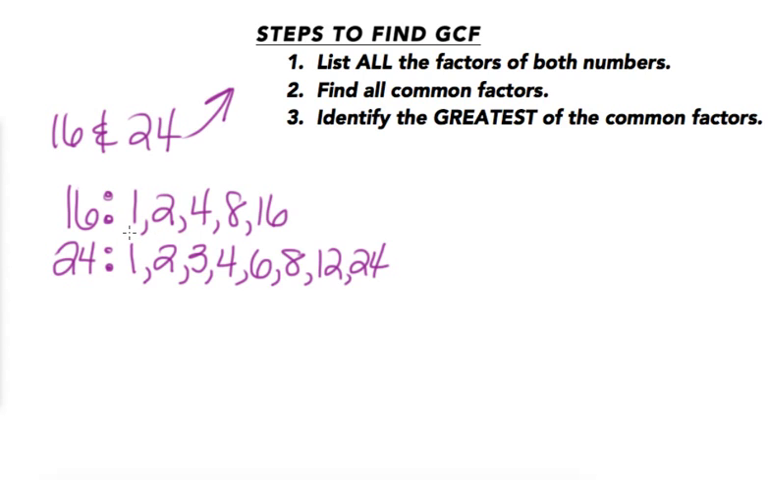So I see that both numbers have the number 1 in common. Both numbers have 2 in common as factors. Both numbers have 4 in common as factors. Both numbers have 8 in common as factors, and it looks like they share no other common factors. So final step is to say, well, out of these factors they have in common, 1, 2, 4, and 8, which is the greatest? Well, it's 8.